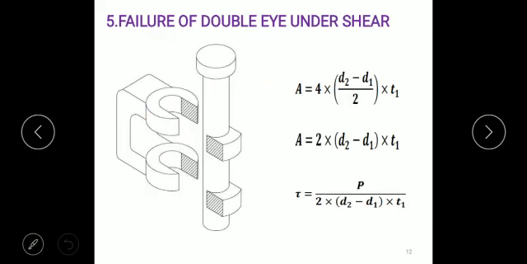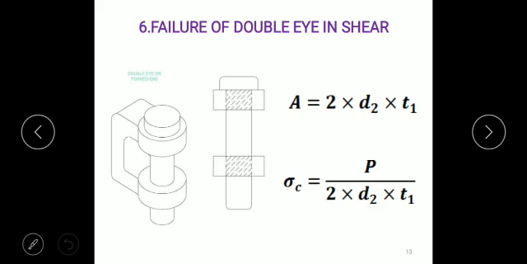Similarly, for the failure of the double eye under shear, the rod or fork end also fails in shearing failure. This is the portion which is subjected to the shear failure. By calculating the shear area, finally we can calculate the shear stress, or we may calculate d2. So again from this equation, either we can calculate the induced shear stress or we can calculate d2, that is the diameter of the fork or the eye end.